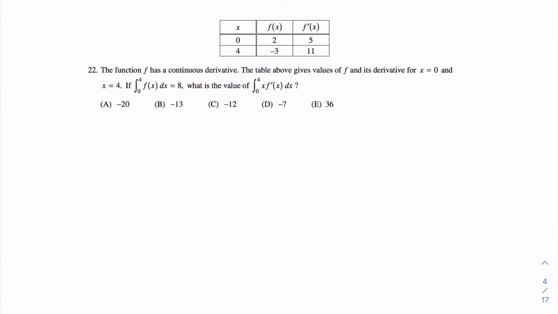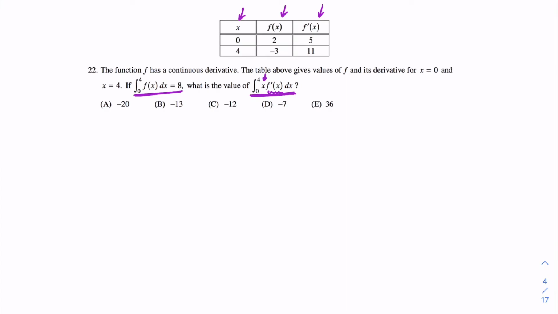So everybody, if you look at this problem, given table: x value, f of x, f prime of x. If the integral from 0 to 4 of f dx is 8, what's the value of the integral from 0 to 4 of x f prime dx? When we look, this is x to the first, and we have another function. We might be able to use the tabular method.